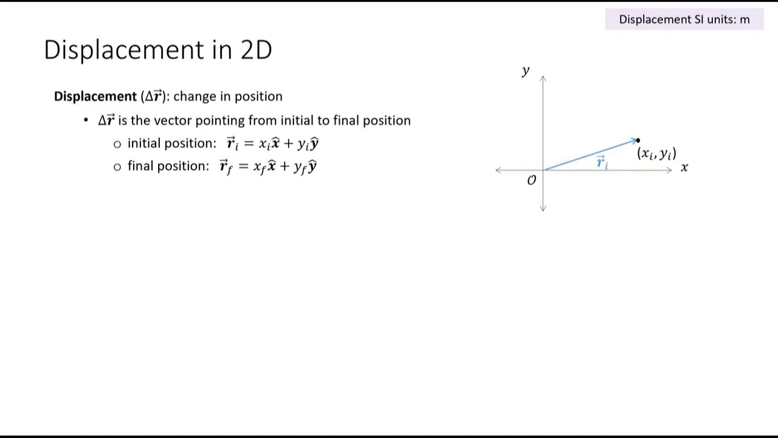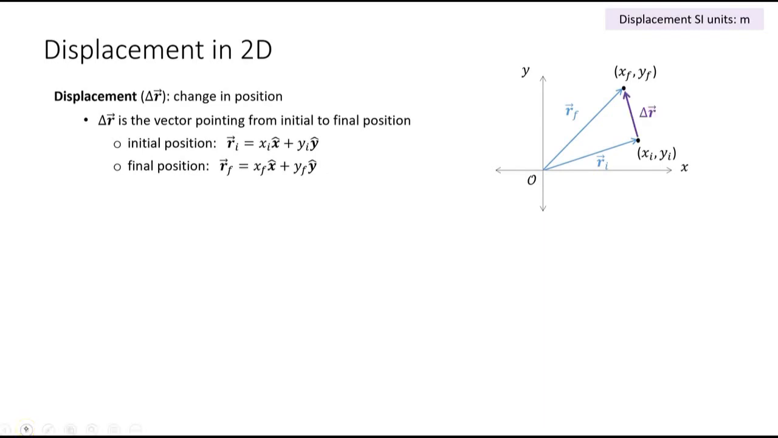All right, then if we were to think about final position, we call it r final, and it's going to point to the point on our coordinate system that's defined by x final, comma y final. All right, so those are my initial and final position vectors, and then we know the displacement is going to be the vector that points from the initial position to the final position.